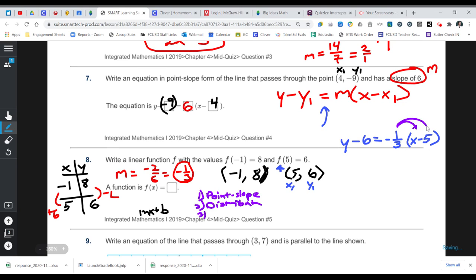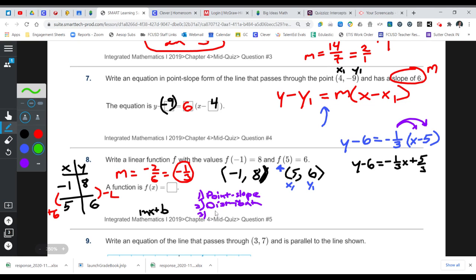I'm going to distribute negative 1/3 times both things in parentheses. That would give me y minus 6 equals negative 1/3 x. And negative 1/3 times a minus 5, well, that'll be a positive. Negative times negative is positive. 1 times 5 is 5 over 3. Okay, there's one final step now. I'm going to go ahead and switch to green. My final step is isolate y. Since I want mx plus b, why don't I go ahead and isolate the y value?